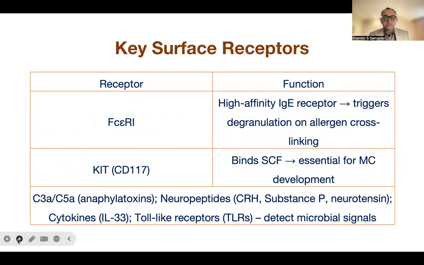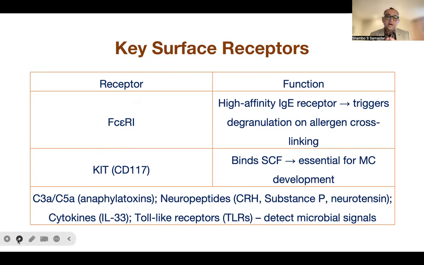And these are the important receptors on the mast cell, and I think all of us know the typical mechanism of type 1 hypersensitivity reaction and the importance of the Fc epsilon receptor type 1, which is present on the mast cell where the IgE sits. So it is the high affinity IgE receptor, which triggers degranulation on allergen cross-linking. And this is important for us when we talk about mast cell disorders. The KIT receptor or CD117 receptor binds to SCF, and is essential for mast cell development.